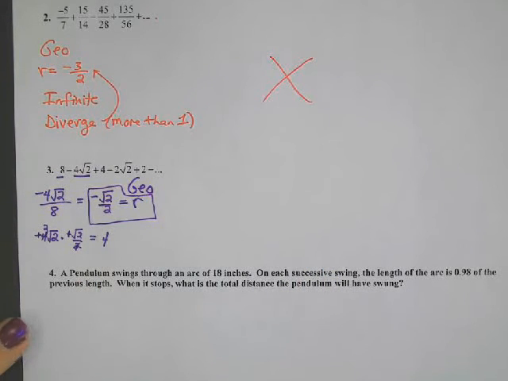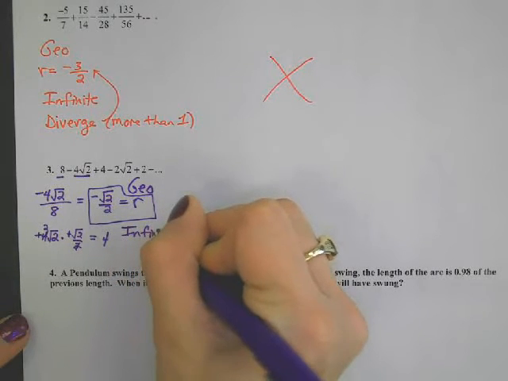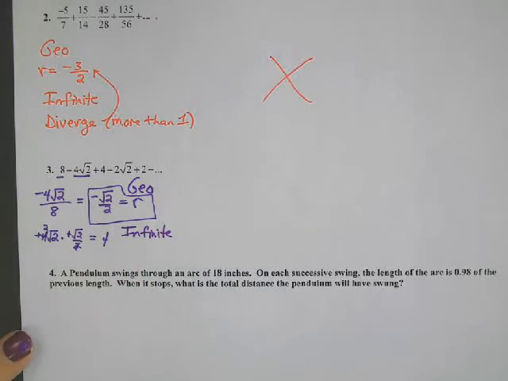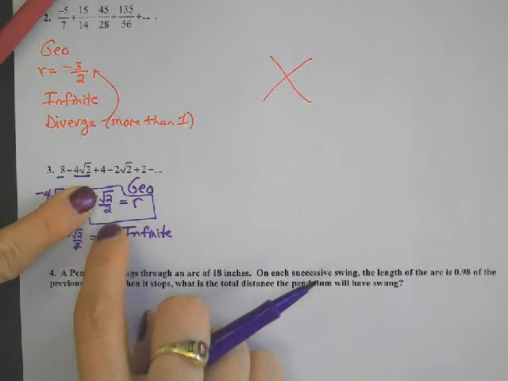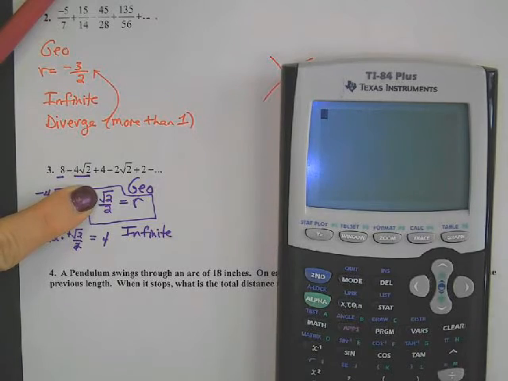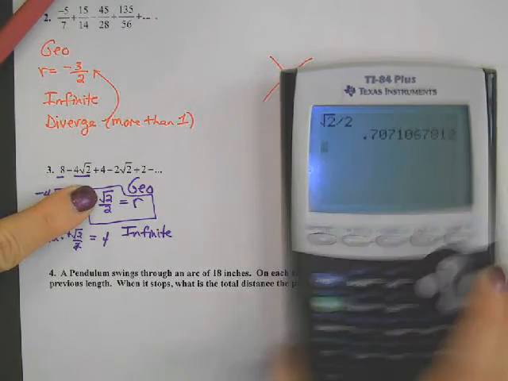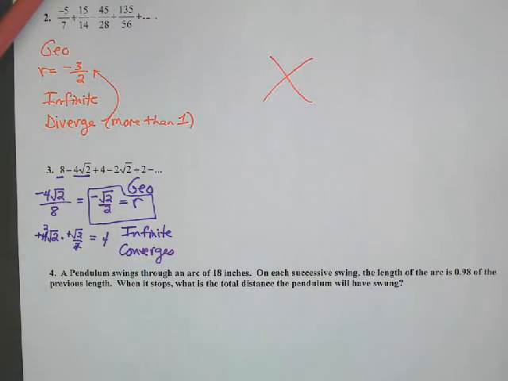Is it finite or infinite? It's definitely infinite. Okay, now I have to ask you, converge or diverge? Is this number, don't worry about the negative, is it more than 1 or less than 1? Some people know what radical 2 over 2 is just from the unit circle. Radical 2 divided by 2 is 0.7. That's less than 1, so this problem converges. So we can add it.